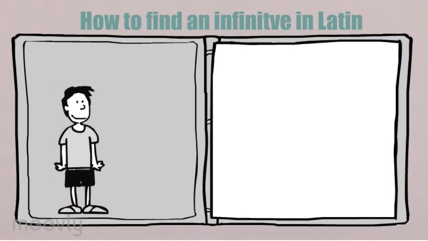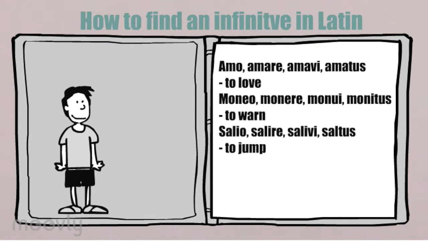Well, I'm glad I know what an infinitive is, but how do I use one in Latin? First, you have to find the infinitive. In most dictionaries, a Latin verb will have 4 parts, called the principal parts. The second part is the infinitive. Some examples of Latin infinitives are amare, monere, and salire.